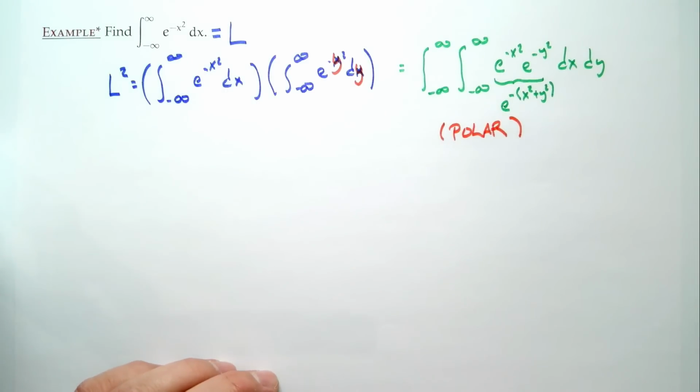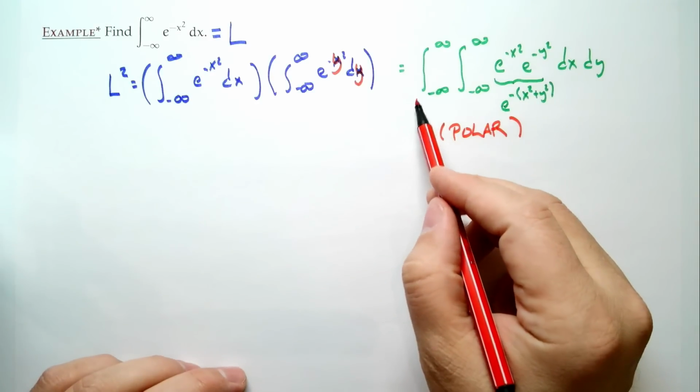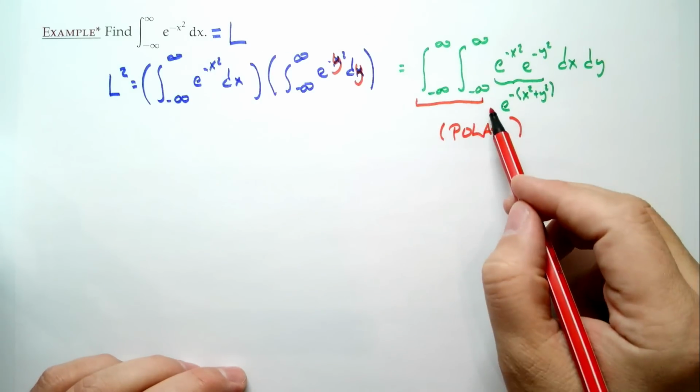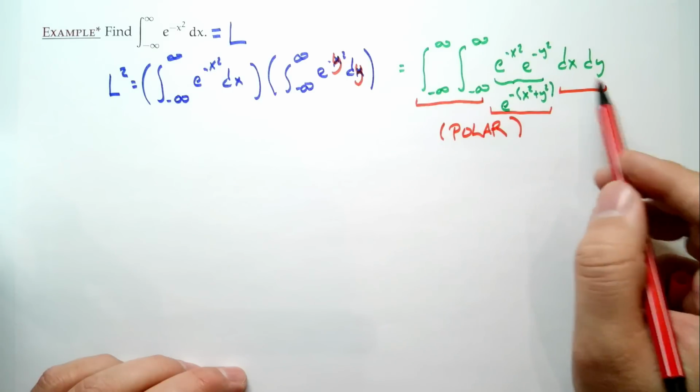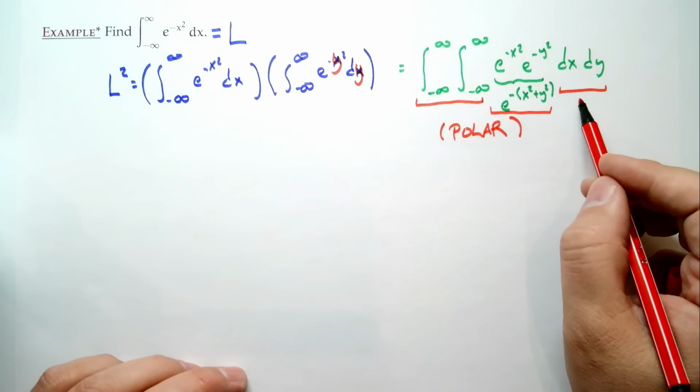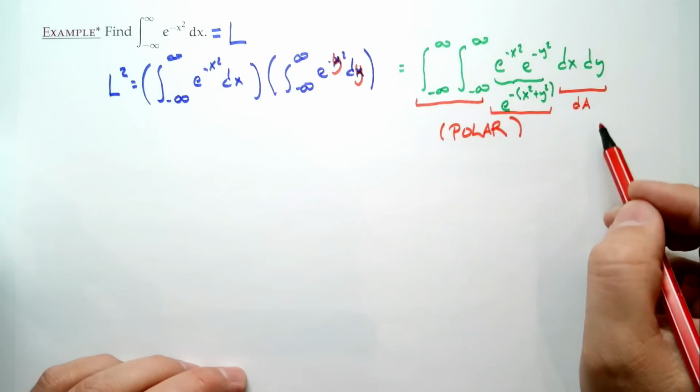Now, when we're switching to polar, remember, every integral always has three components. This is going to become really important when we get into, about a week from now, this idea of changing coordinate systems. So it's important to remember we always have three components. One component is the region we're integrating over. Another component is the function. And the last component is how we break things up. So this dx dy, that's how we're breaking things up. That's acting like our dA.